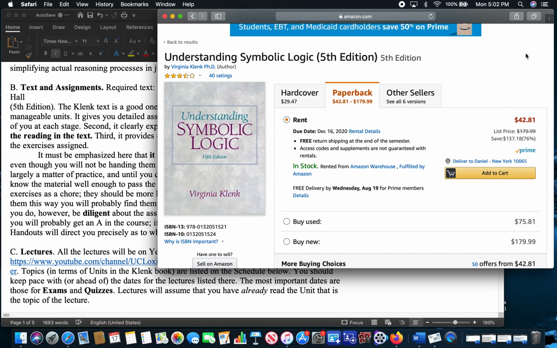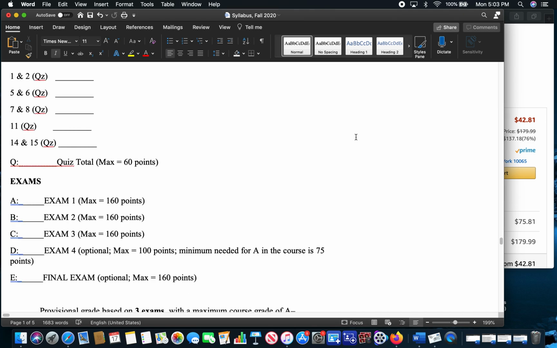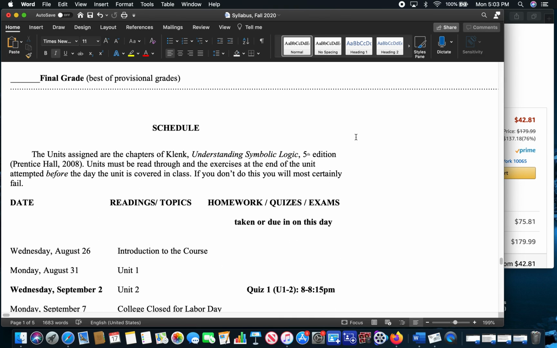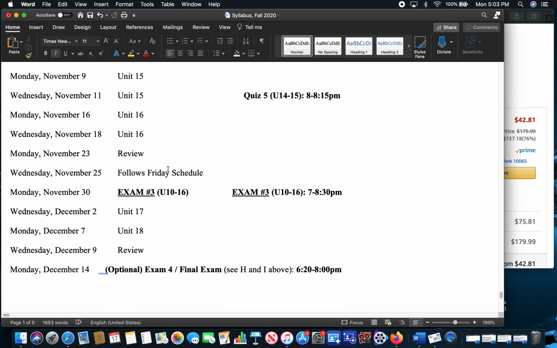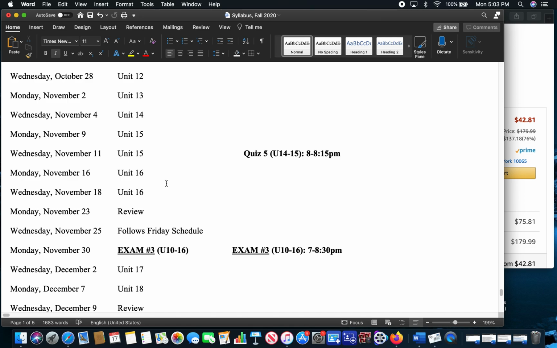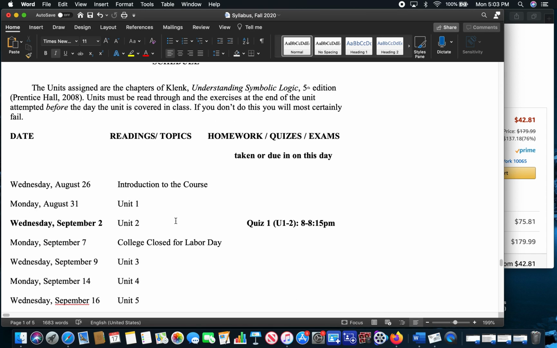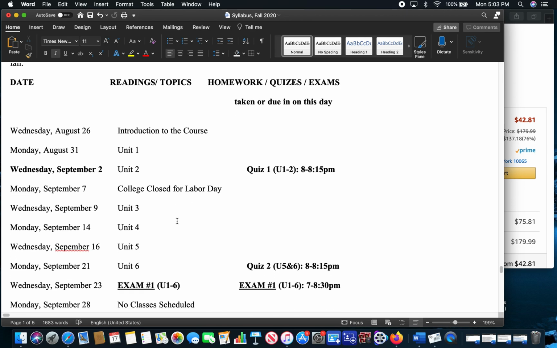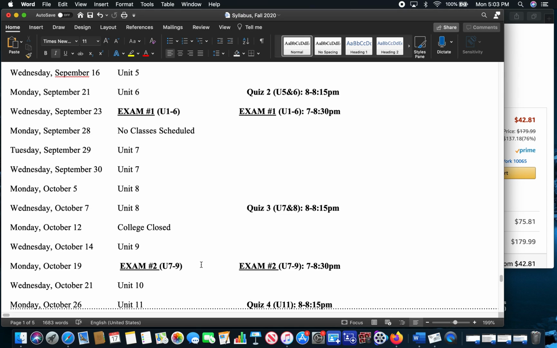So the text for this book is this one, Understanding Symbolic Logic, 5th edition by Virginia Klenk. It's very expensive, sorry about that, but you can rent it or maybe find one online. The course is entirely text-based. So if you look at the schedule that we have, we go through the book from Unit 1 to Unit 18 or 16. I'll explain what the or means, but up to Unit 16 or Unit 18, one unit at a time. A unit is a chapter, and we'll just be going through these one by one. You'll have your first exam on the first 6 units, second exam on Unit 7 to 9, but that's it.